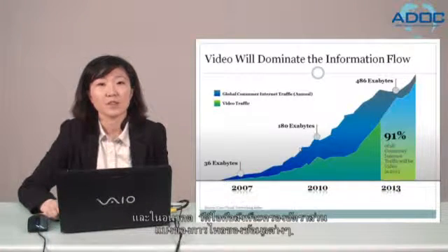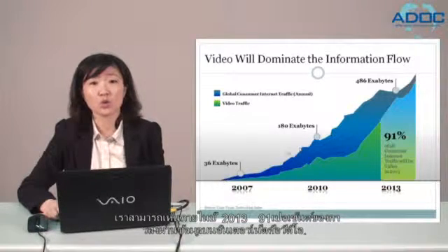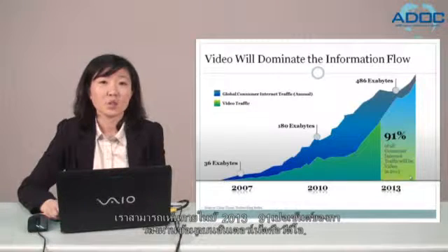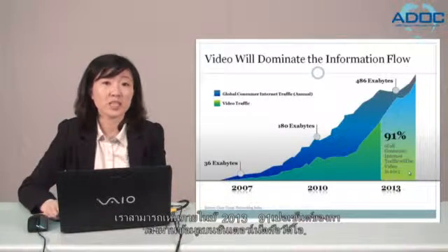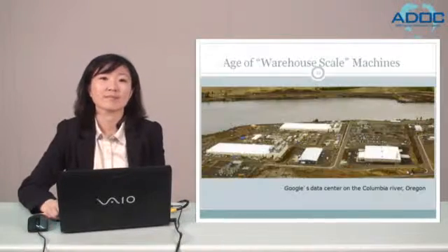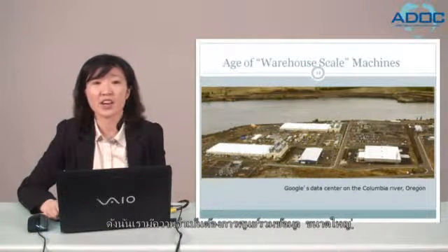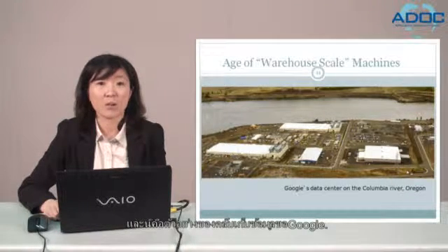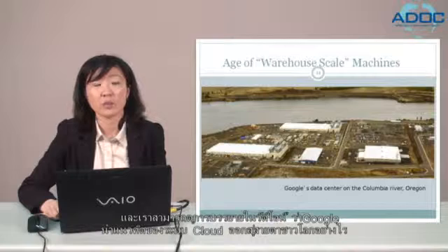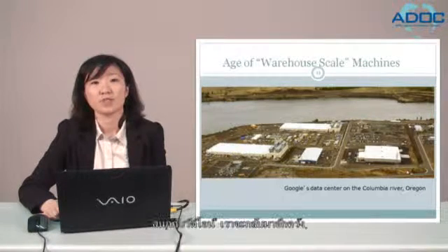And in the future, video will dominate the information flow. We can see in 2013, 91% of all consumer internet traffic will be video. Therefore, we need a super large cloud data center. This is an example of a data warehouse of Google. And we can take a look at a video explaining how Google brings the cloud concept to the world. Enjoy the video. We'll come back later.